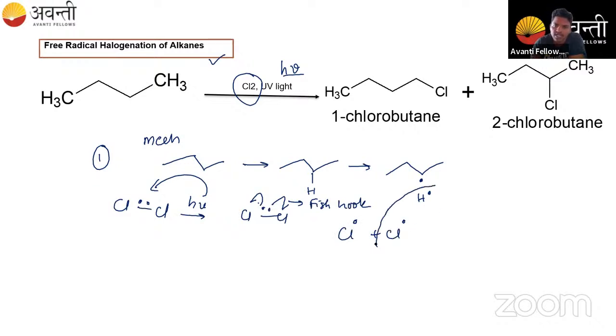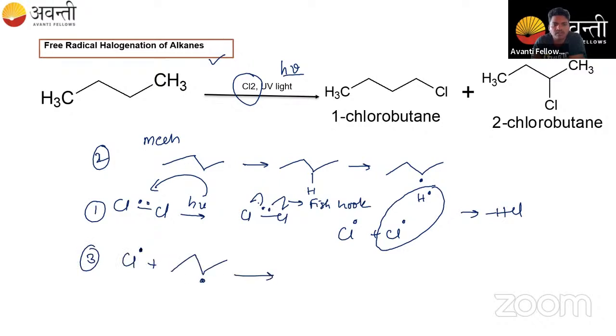Now the H radical and chlorine free radical will both be removed as HCl. And this is the second step. Ideally, this is the first step and this is the second step. The third step will be chlorine free radical plus alkane free radical. Both will form a bond. Then you are going to get what? Chloroalkane, which is simply nothing but alkyl halide.